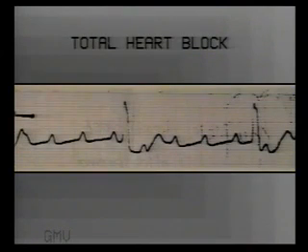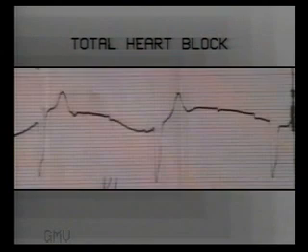In this rhythm strip, we see P waves occurring regularly at a faster rate and wide QRS complexes occurring regularly at an independent slow rate. This is total heart block with ventricular rhythm. Note the regularly occurring P waves. This is another ECG of total heart block. Identify the regularly occurring P waves. Wide and slow QRS complexes are obvious.